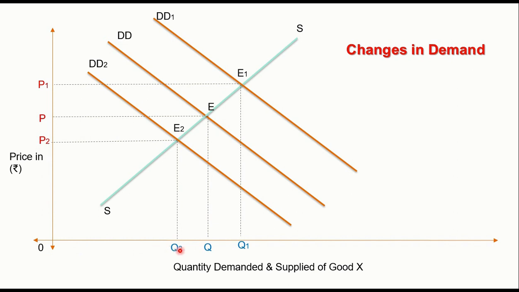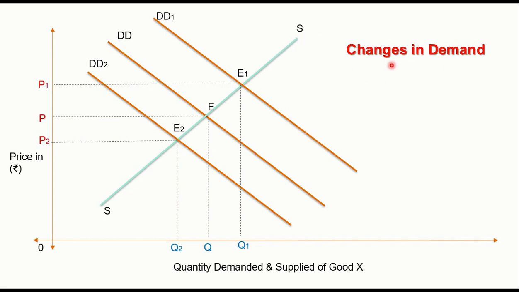You can observe here that when demand increases and supply is constant, both price and quantity increase. And when demand decreases and supply is constant, both equilibrium price and quantity decrease. This is how market equilibrium changes due to a shift in demand, or change in demand, while supply is constant.